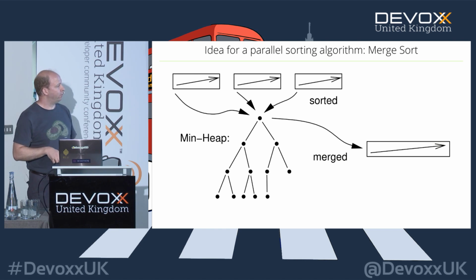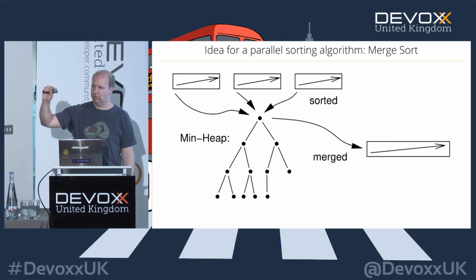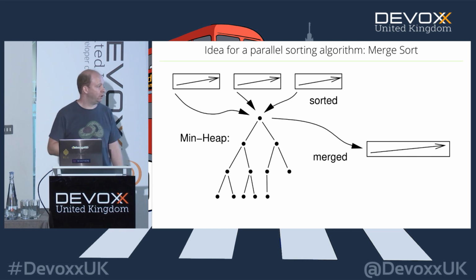And then you can come up with an algorithm which actually has 32 cores at 99% CPU usage. And that is the best you can take out of your machine.